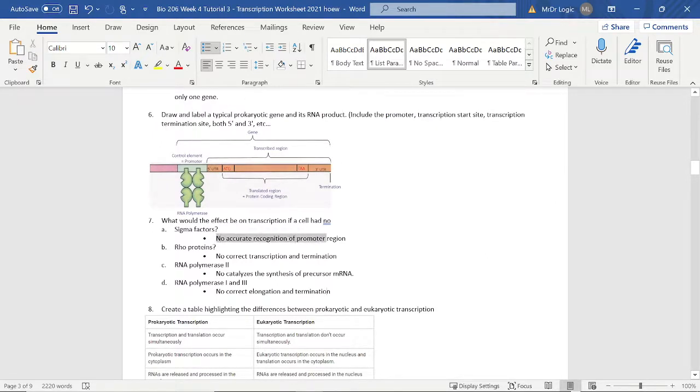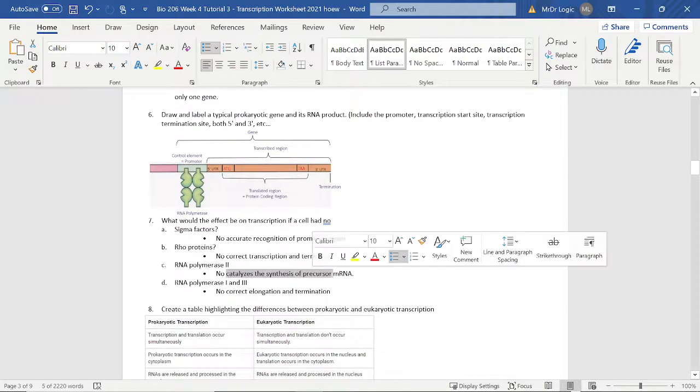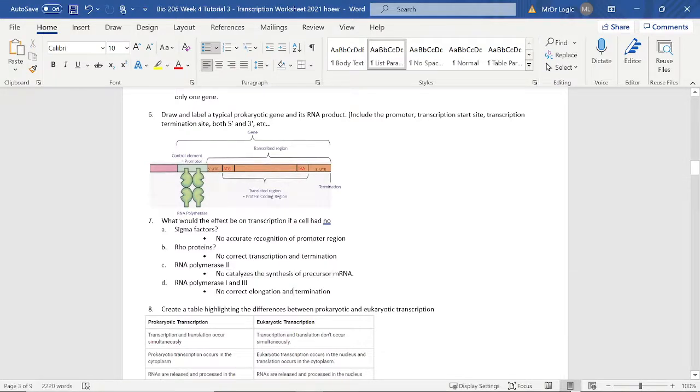Okay, there's no accurate region or parameter. Okay, this is like no sigma factor, okay? So if there was no sigma factor, this is what I argued. This is what I would argue again for Rho proteins, transcription and termination. No catalyst, because that's what RNA polymerase II specifically focuses on.